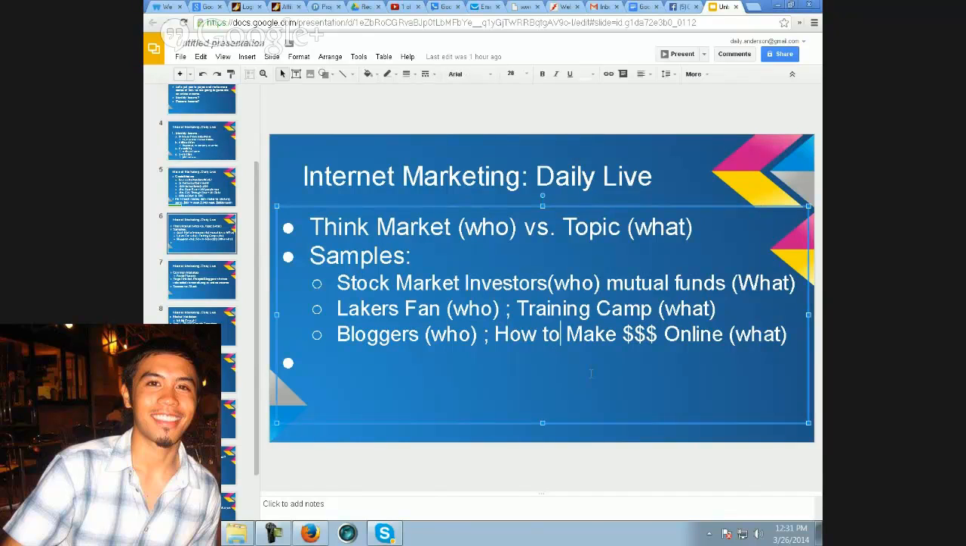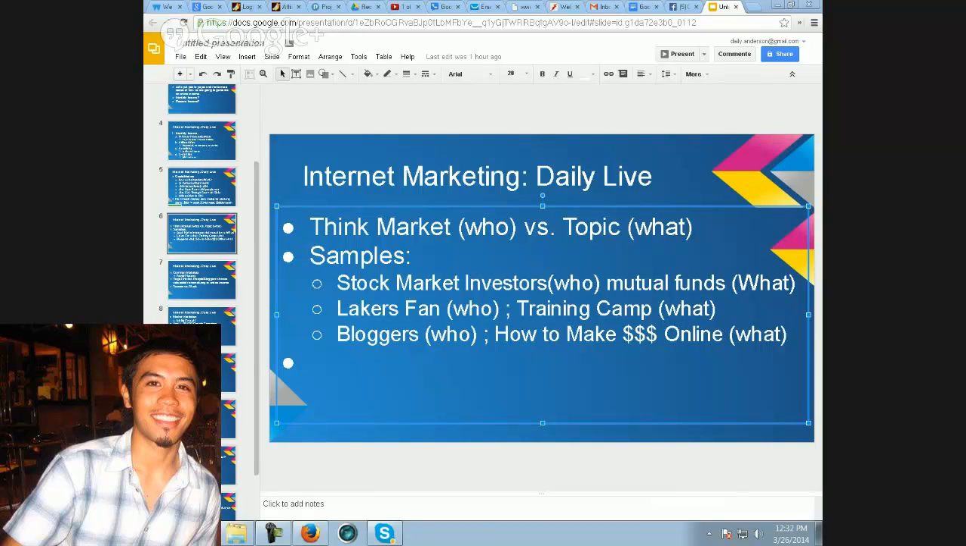An example of a market is the stock market for investors. That's our who. That's who we are targeting. And then the what, our topic, could be mutual funds. So you could be blogging, talking about mutual funds as part of your particular blog. That's the what. That's what you're going to be talking about.